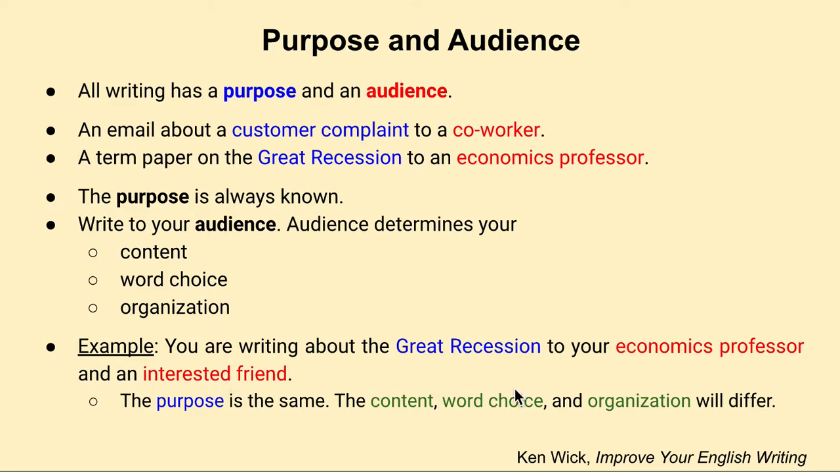The language to an interested friend may be more of what I'm going to call average terms. You're not going to use any technical economic terms. You're going to use terms that are familiar to your friend. And the organization may be different. Maybe to the interested friend, you're just talking about the history, taking it in chronological order. And maybe to the economics professor, you actually list 3 things that you found would cause the Great Recession, and you list them in order from the biggest cause to the least cause. You could have the same organization with the interested friend too.